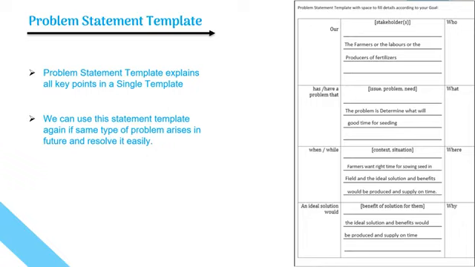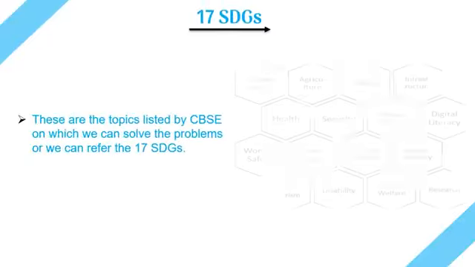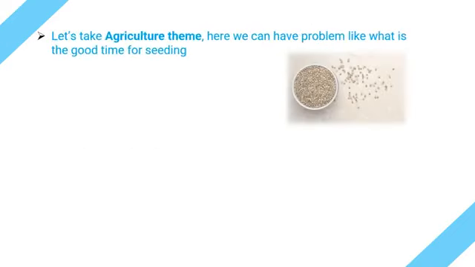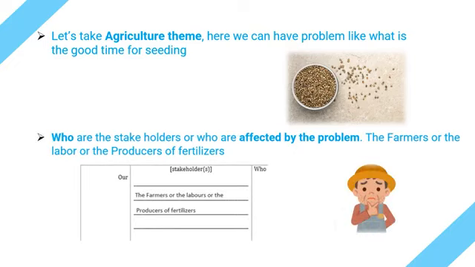Don't worry. To understand this, let's take a problem and create a template on it. You can see the topics listed by CBSE on which we can solve the problems, or we can refer to the 17 SDGs. Let's take the agriculture theme. Here we can have a problem like what is a good time for seeding. And now let's fill the template one by one.